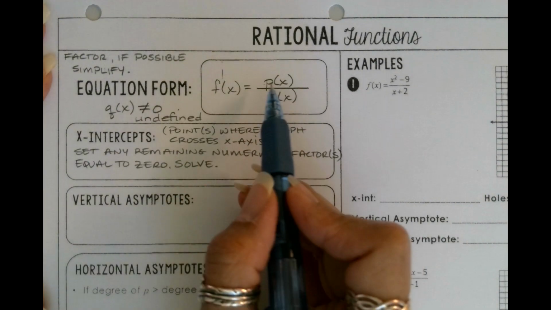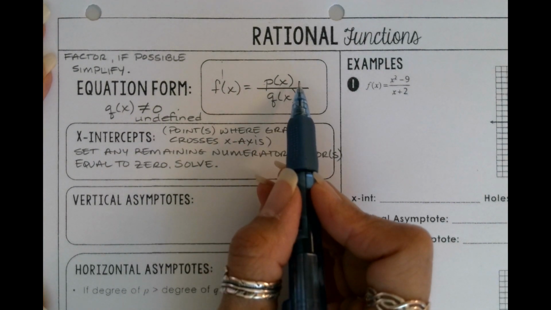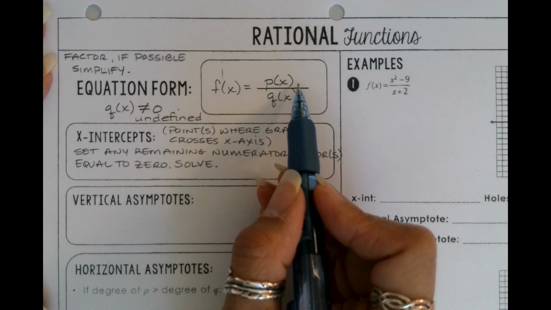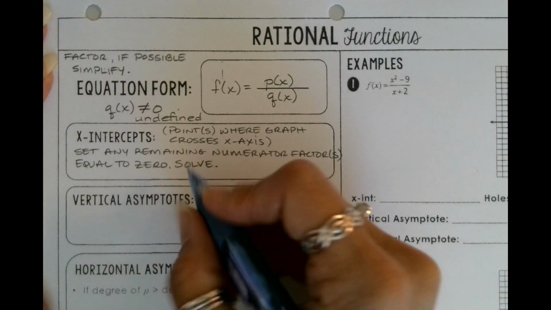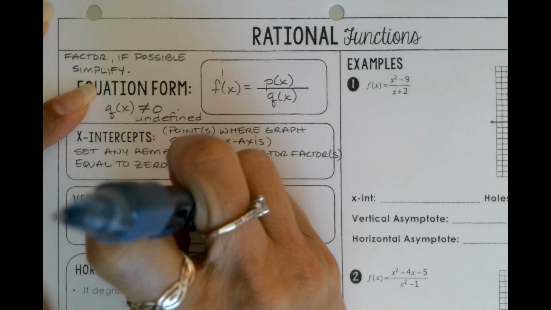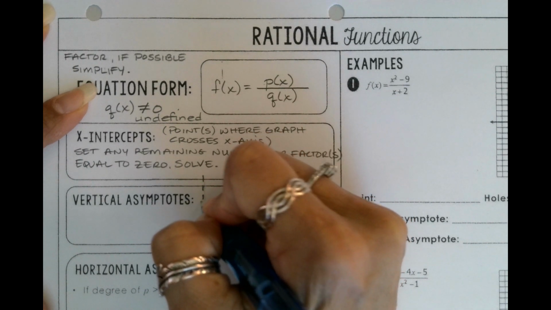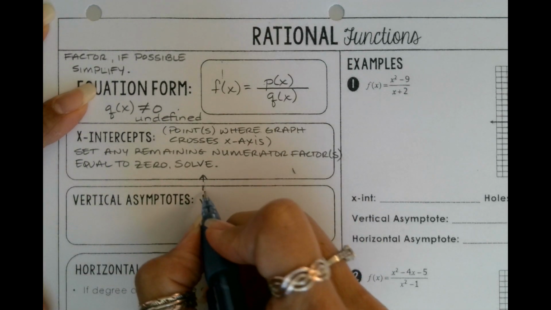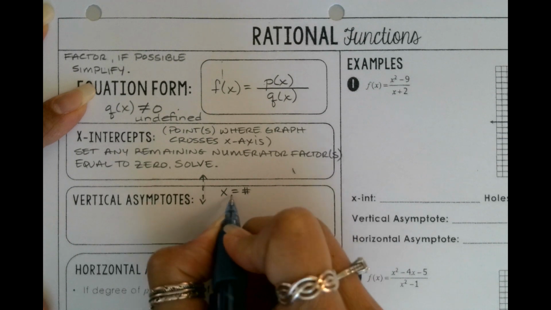So if you have 2 factors up here, you will have 2 x-intercepts. If you have 1 factor remaining after you have fully simplified, it will have only 1 x-intercept, and so forth. Okay? Vertical asymptotes, they're going to be drawn as vertical lines, not as a solid line. They're going to be drawn with a dashed line that go up and down, and the equation of these lines will always be x equals some number. All right?